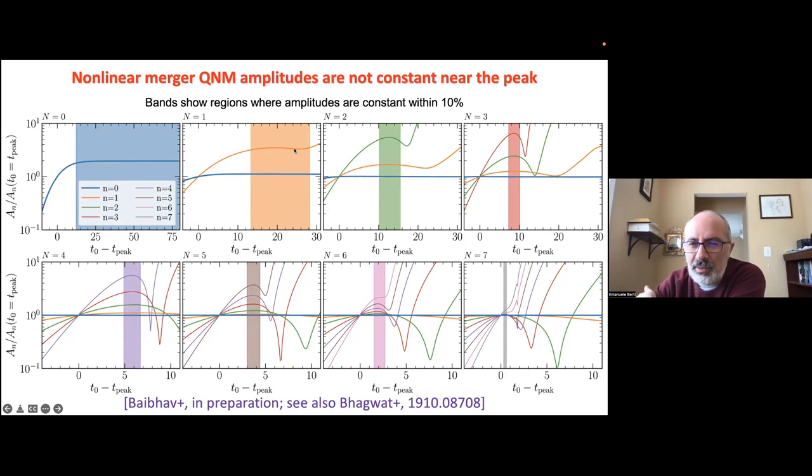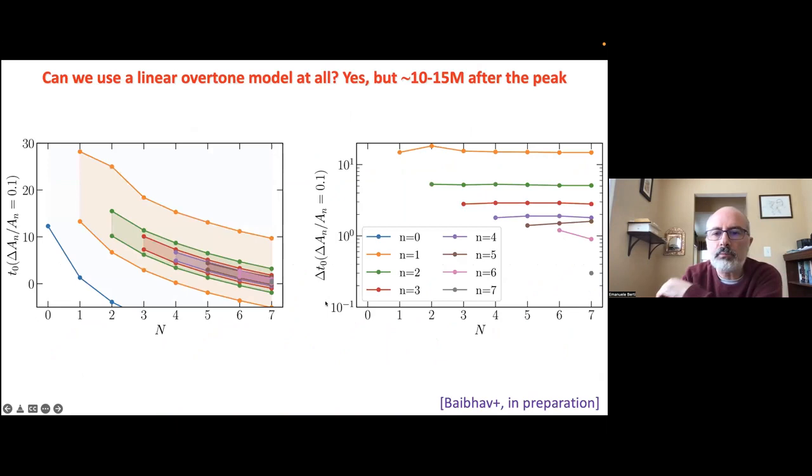So I would argue that there is not much physical information that is coming from adding all of these other overtones. In fact, this argument can be turned around, and you can use it to say that the validity region of the linear approximation is between maybe 10M and 30M, depending on the number of modes that you want to include, and it shrinks as you include more and more modes in your fit.